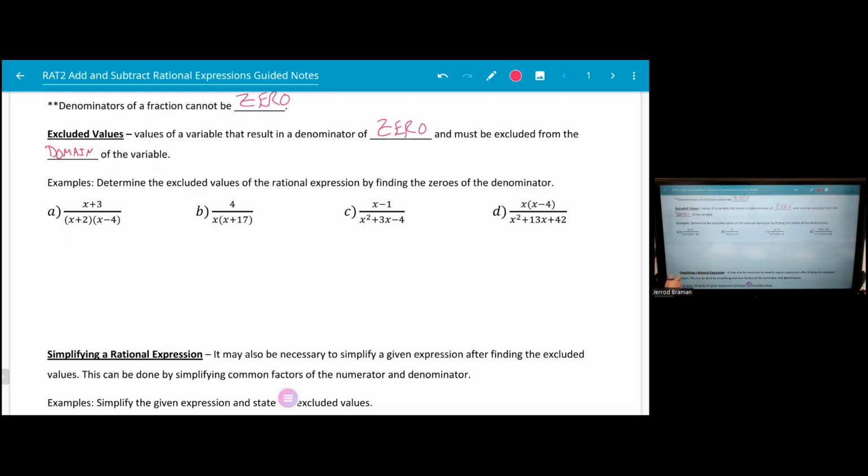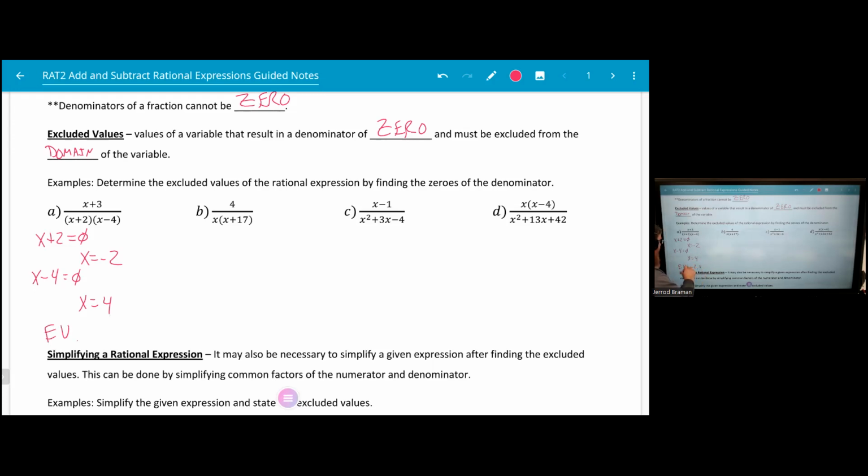I've got x plus 2. This is my denominator, right? Below the fraction bar. I've got 2 factors in here. I've got x plus 2. If I set that equal to 0, x equals -2. And the other one, x minus 4 equals 0. x equals +4. My 2 excluded values, my EVs, if you will, are -2 and 4.